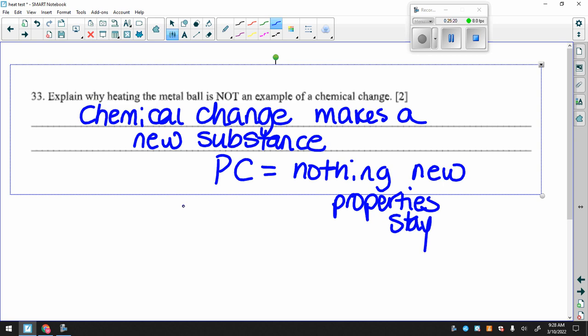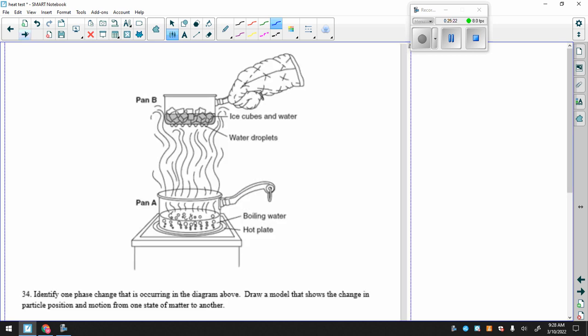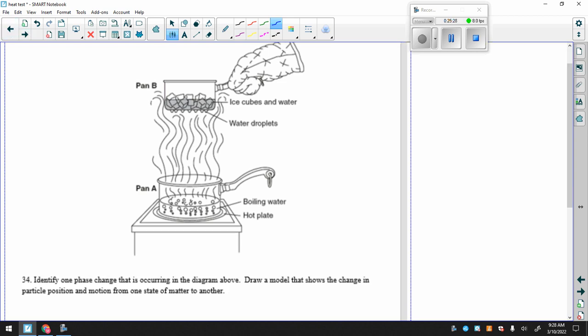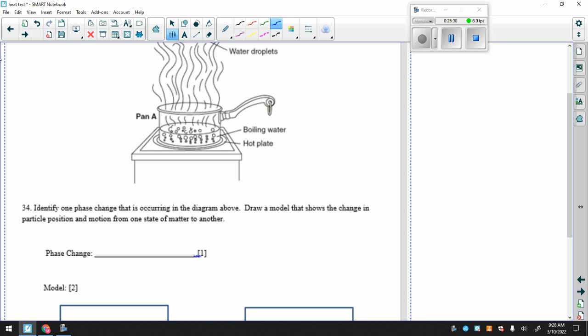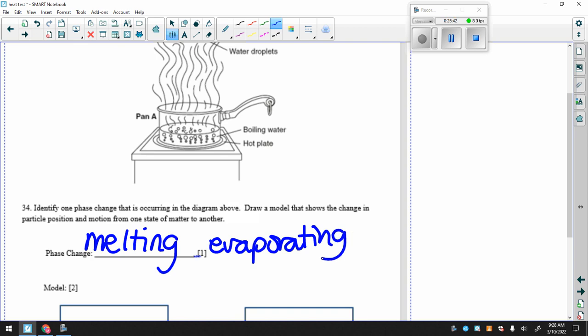Next page. A lot of you got these wrong because you didn't draw it right. All right. You could have picked a phase change. You could have written melting. Not really freezing because nothing is freezing here. It's melting or evaporating or condensing. Now, what do your molecules look like?